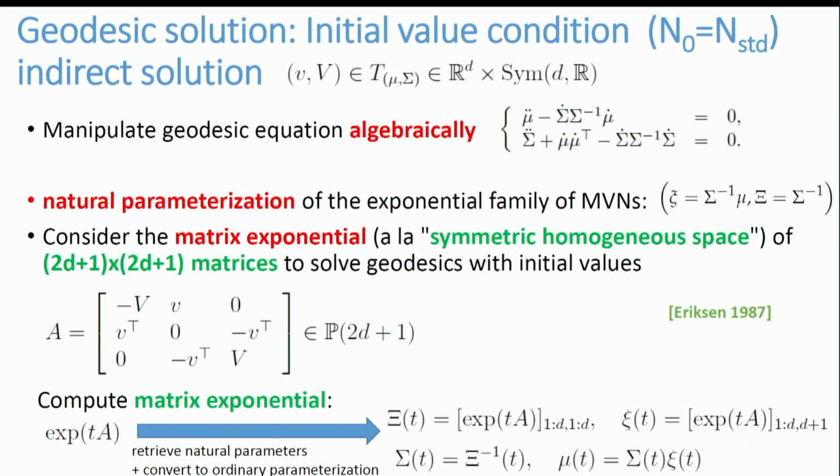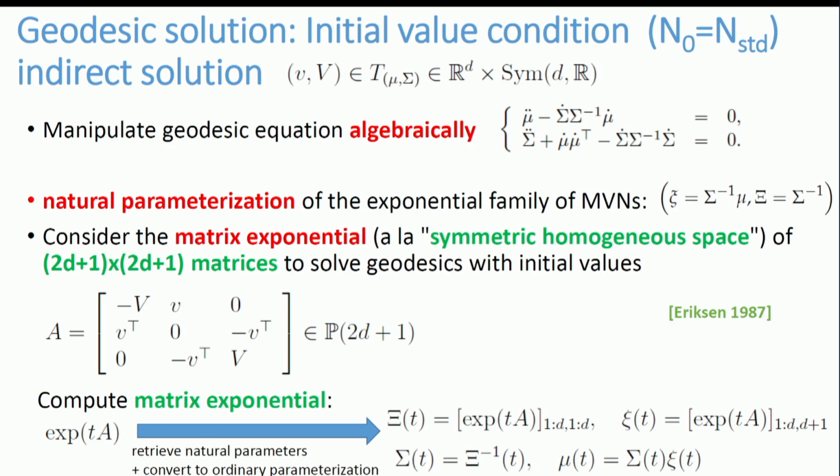What Eriksen did in 1987 is that he solved the initial value condition. So this is, I will call it, the equation. And for solving that, he introduced what we call now natural parameterization, because the multivariate Gaussian is an exponential family. And he used the natural parameters somehow, but he didn't really mention it. And he got a solution like that.